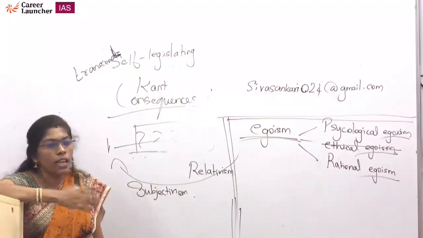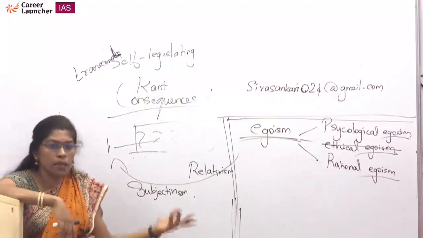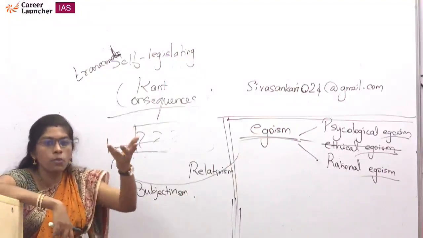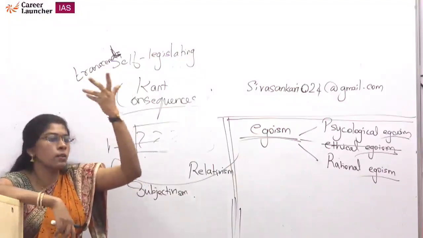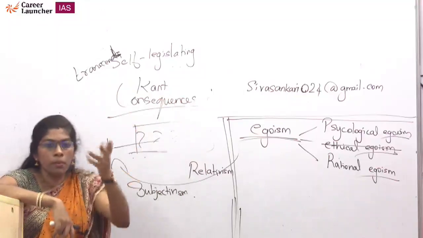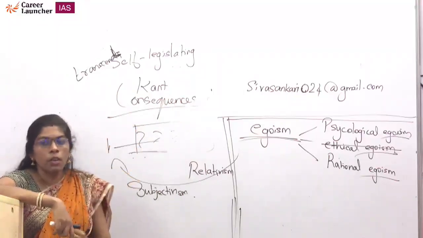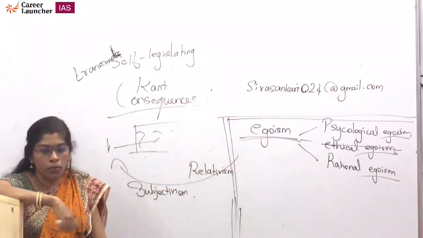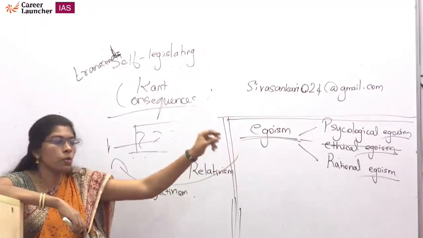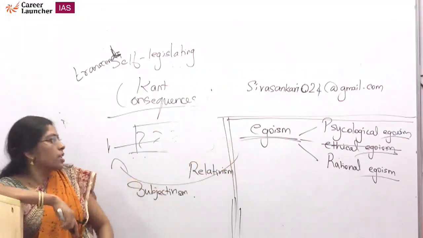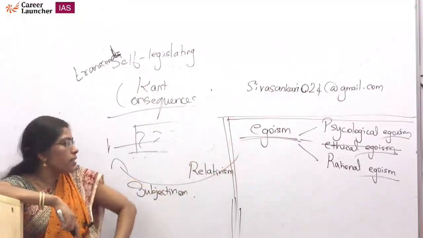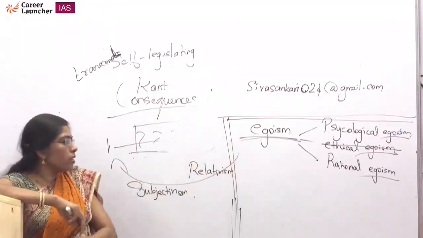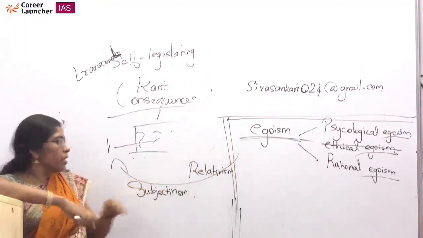Murder, rape, theft will happen everywhere, no? Because of his own self-interest to become wealthy. Wealthy and wealthier, he will follow any means. He will go and kill a person, loot his money, rape a small girl. So this ethical egoism is not existing now. We are not ready to accept this theory. We totally rejected this theory, and rational egoism is saying that egoism is rational.